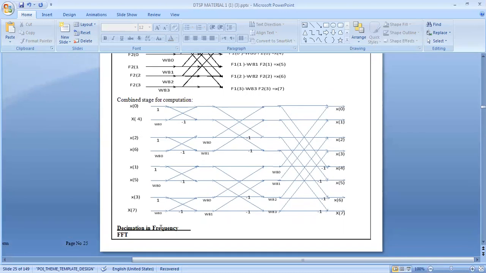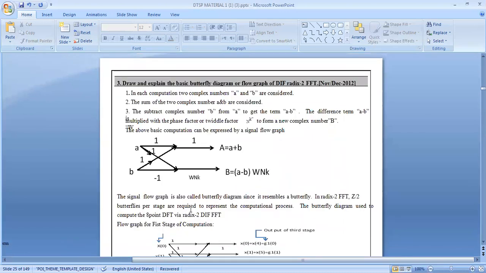Okay. Next, let me see about decimation in frequency. So what you should do here? The step which is different over here, the first step will be considering two complex numbers A and B. Okay. Second thing, actually the phase factor will be multiplied with the value of B in decimation in time, but here it should not be done like that. The second step, in order to get a new complex number A, the sum of the two complex numbers A and B has to be added in order to form a new complex number A.